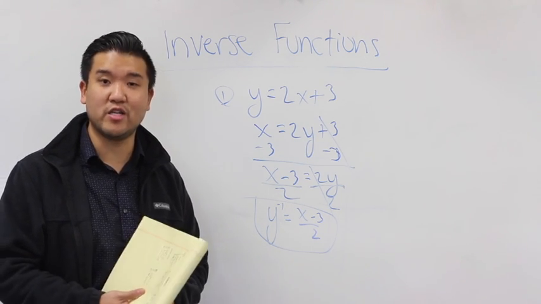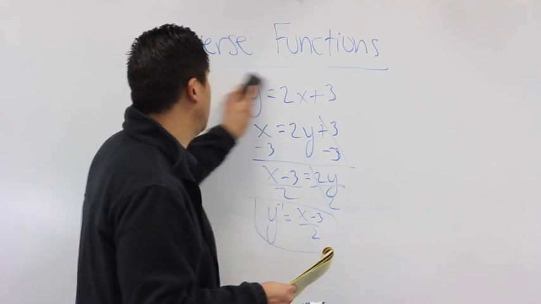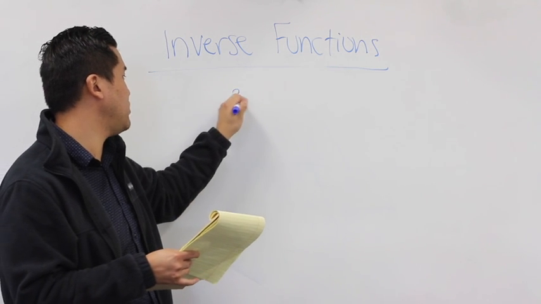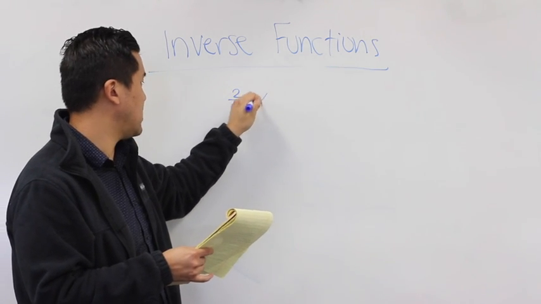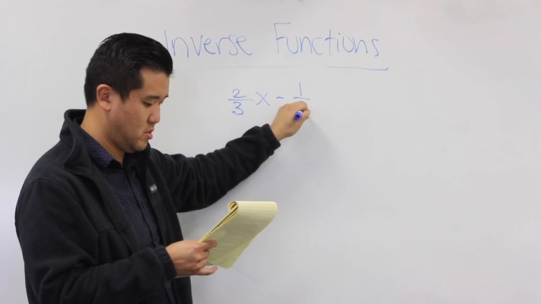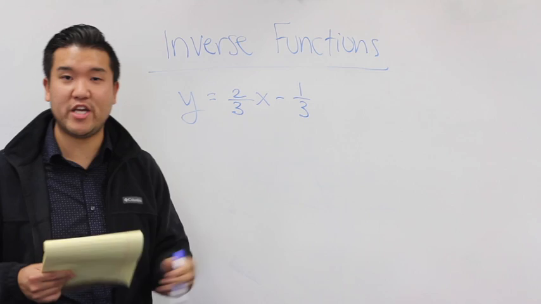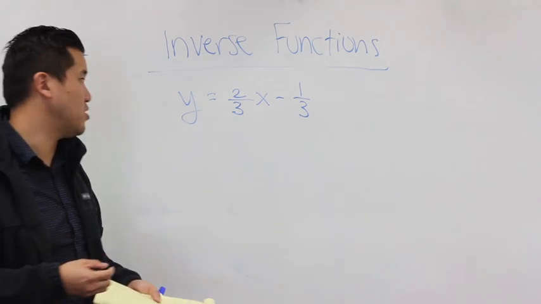And let's move on to our intermediate problem. Good job. All right, if you have 2/3 x minus 1/3, I want you to write the equation of its inverse. About 30 seconds to a minute.